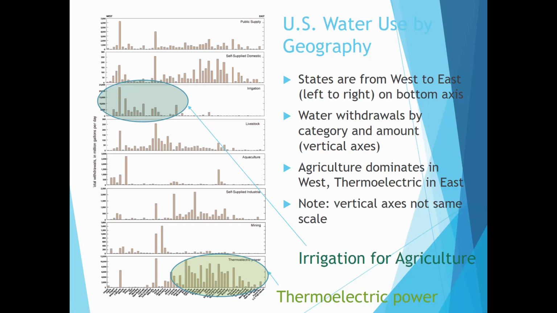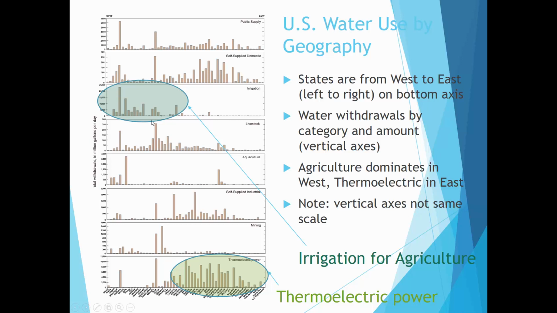And so if we look at the two main ways that we consume water that's withdrawn from freshwater sources, irrigation and thermoelectric, you'll see that in the western states, so on the left part of the axis, water is used for irrigation, but in the eastern states, water is being withdrawn to use in these thermoelectric power plants. So the water withdrawals are different depending on where you live in the United States. Okay, similarly for livestock, we tend to see a little more in the Midwestern states, and then self-supplied industrial more in the eastern Midwestern states.